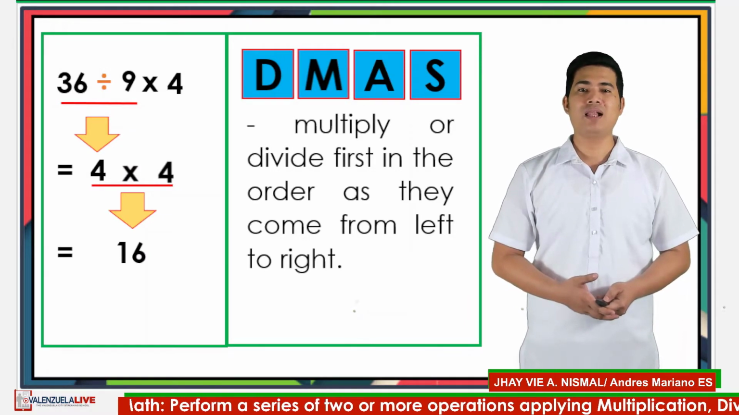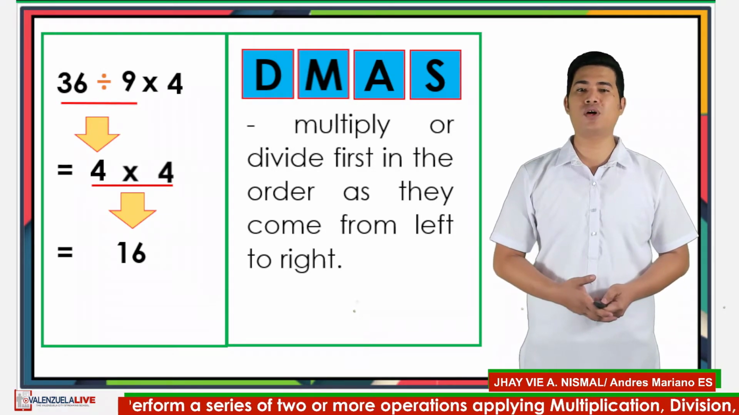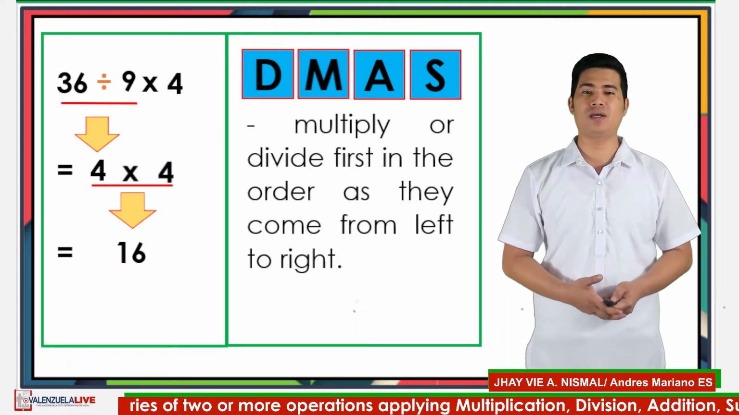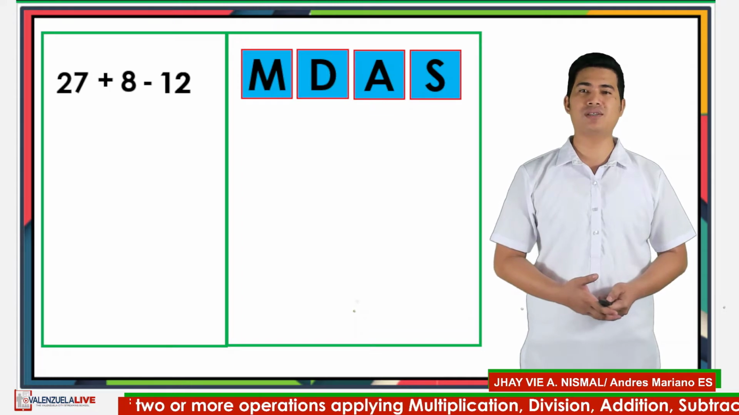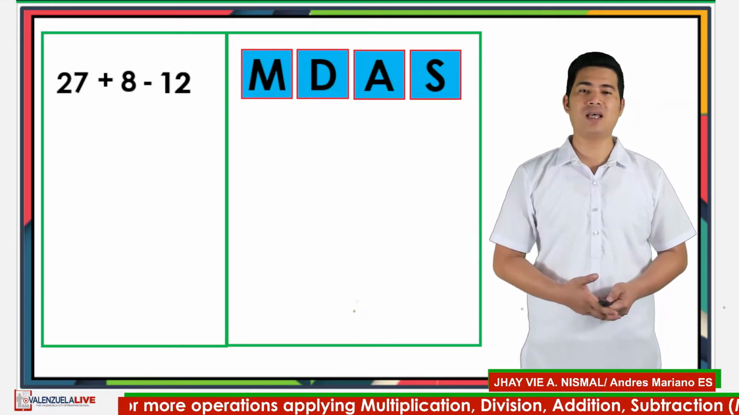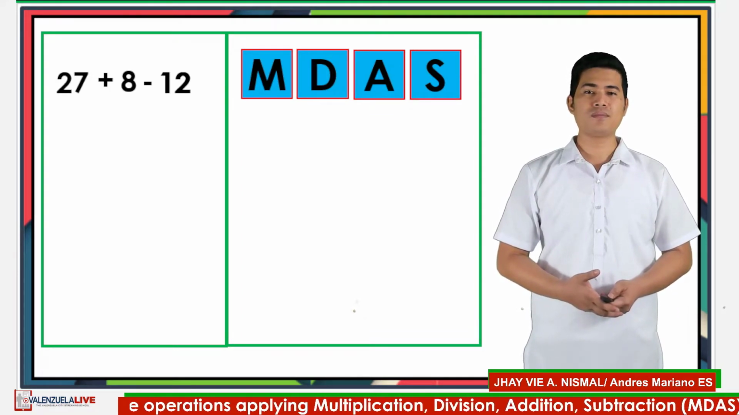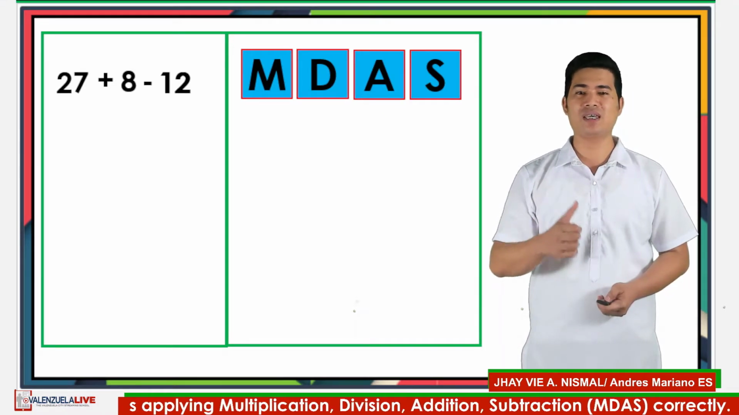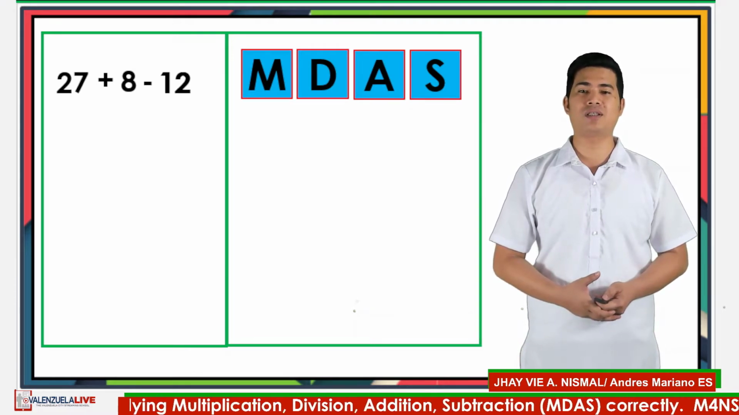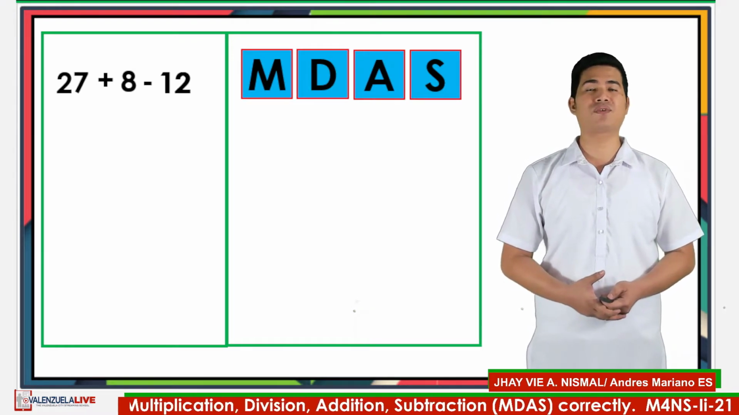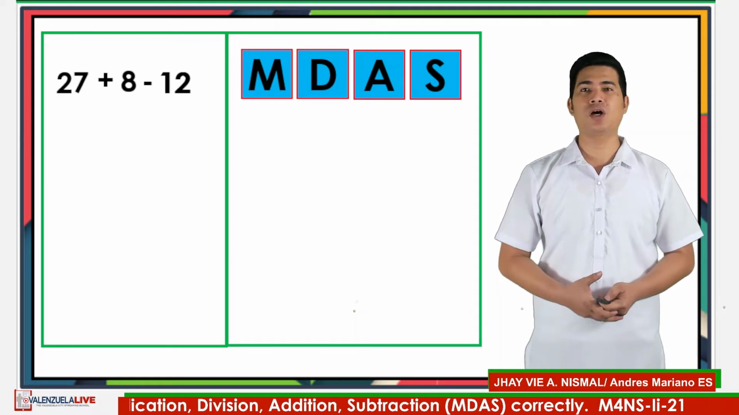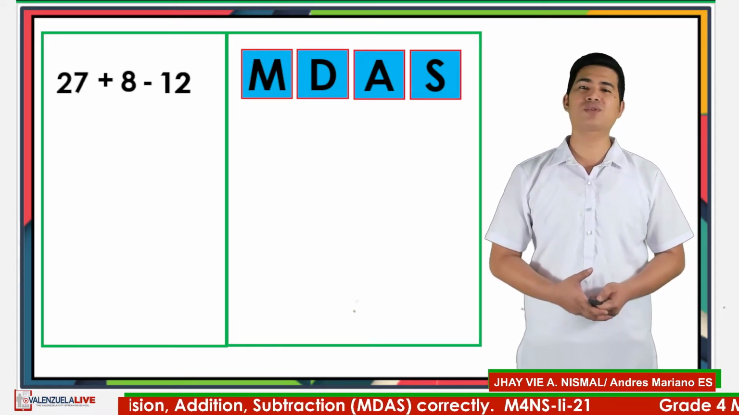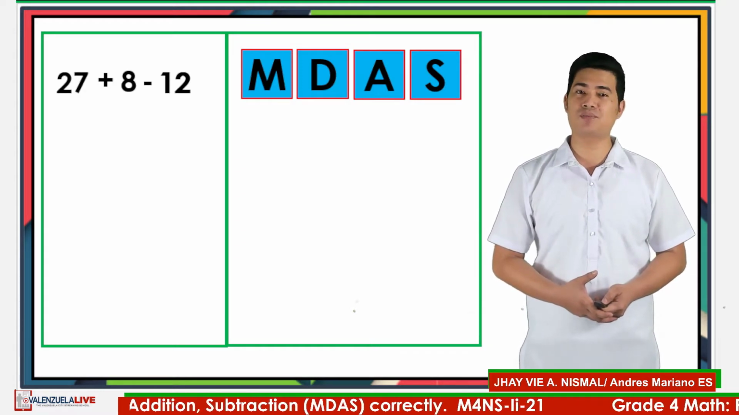This time, let's have examples of how to perform a series of two operations involving addition and subtraction. Our first expression is 27 plus 8 minus 12. What operations are given in the expression? Amazing! We have addition and subtraction. What operation must be done first? Is it addition or subtraction? Why? Great! First, we need to perform addition before subtraction.